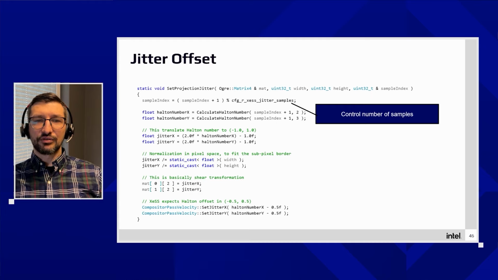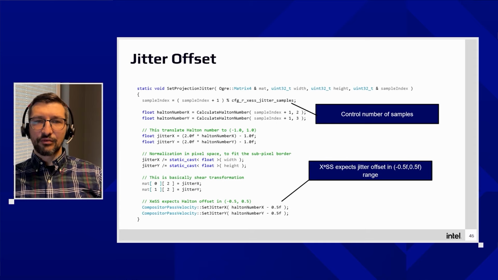After that, you need to translate those numbers from 0-1 range to -1 to 1. Then you divide by screen dimension, which is basically transferring offset to the pixel space. Finally, you set the offset as a part of the projection matrix, which effectively is like applying a shear transformation. So what XeSS really requires is the corresponding Halton number, but transferred to the -0.5 to 0.5 range.